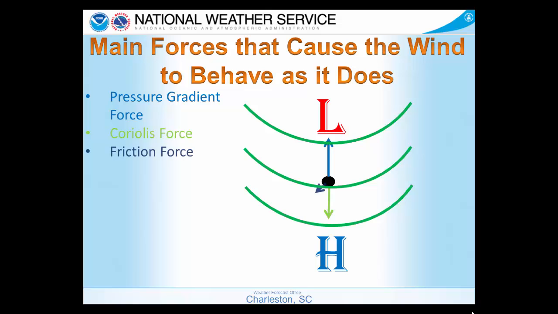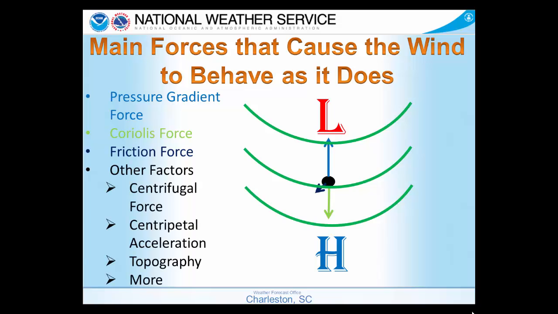We also have frictional force as wind interacts with land or water or anything that can cause friction. The frictional force tends to act to slow parcels down and also makes them turn a little bit more towards lower pressure. There are lots of other factors that are involved as well which aren't shown on the map, such as centrifugal force, centripetal acceleration, topography, and many others. All these forces combine to make the wind flow nearly parallel to the high and low pressure, but slightly turned in towards lower pressure. Therefore, the winds flow counterclockwise around low pressure in the northern hemisphere.